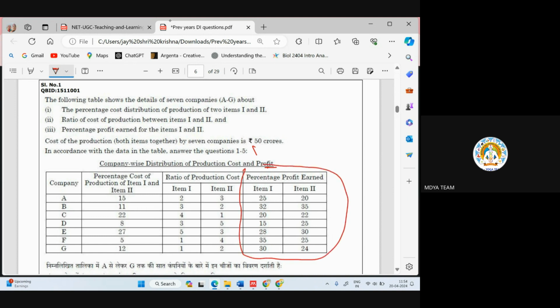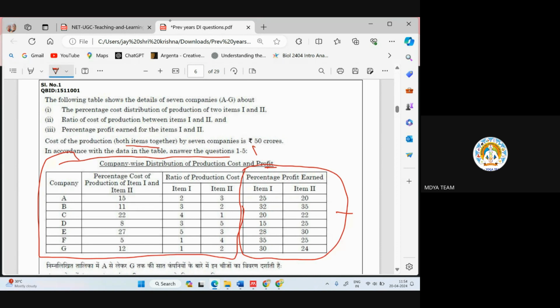Okay, very good. You explained this percentage profit also, but for some time let's forget about this part. We will talk about it later. First understand, because we don't know the formula of this part. What is percentage profit earned? I will explain you the formula for this part, but up to this part we all are very well versed. Okay. So they are saying cost of production for both items.